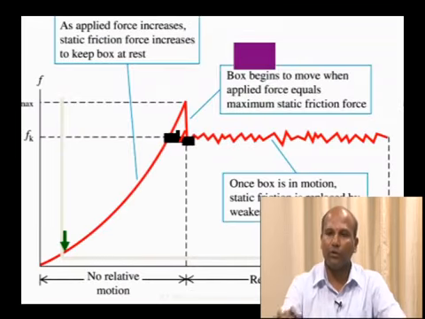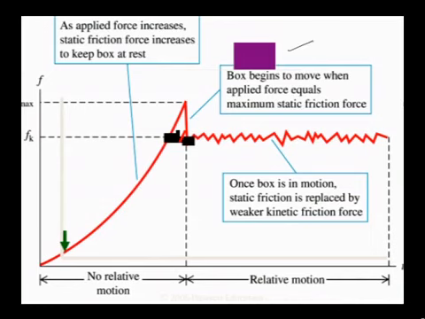So all this we have said: let us say you have a box which begins to move when the applied force equals the maximum static friction. Now you can observe this particular green arrow here. As the applied force increases, the static friction force increases to keep the box at rest. It is not making it move; rather it is trying to keep the body at rest. As it increases, the body is actually at rest until then.